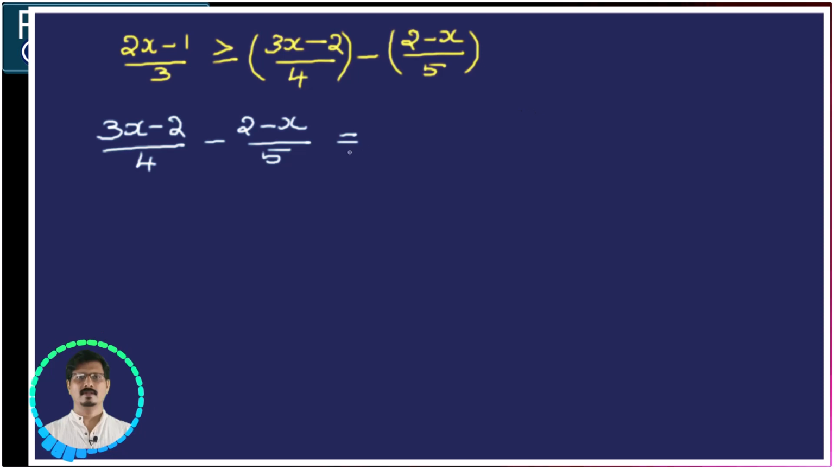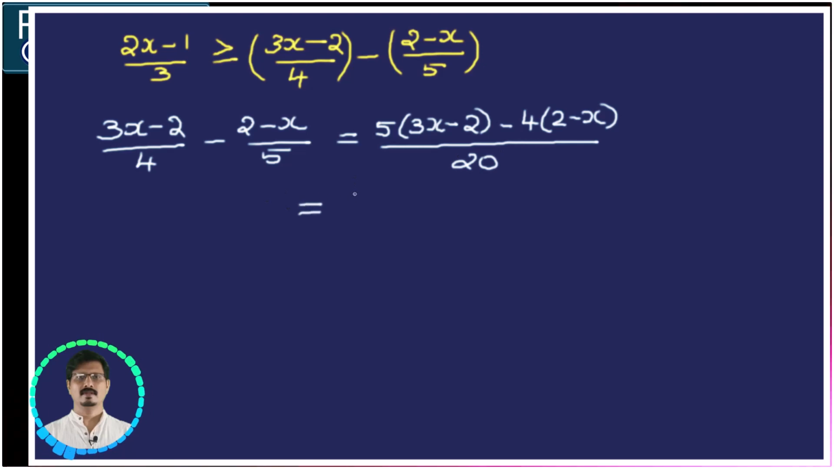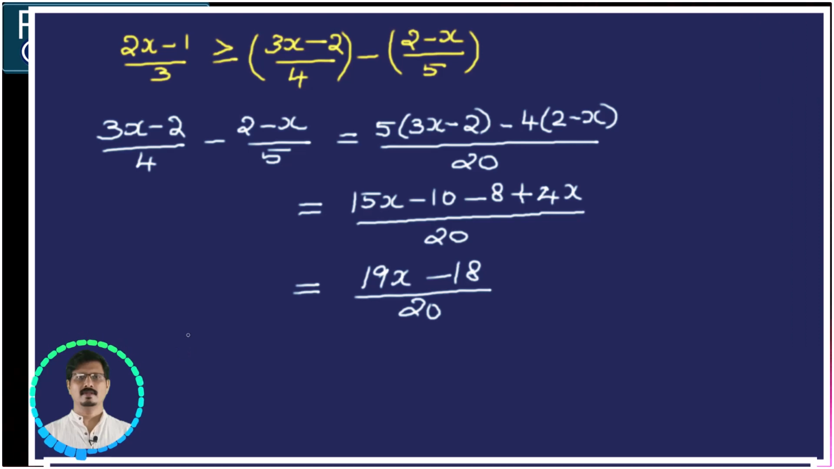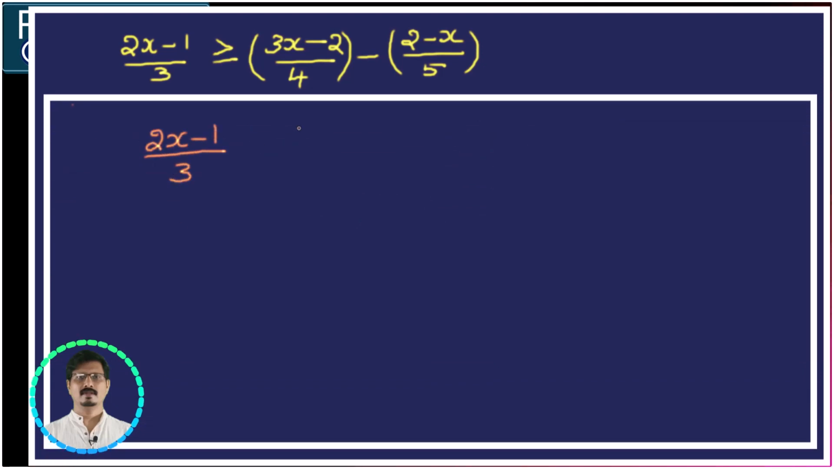We can take the cross multiplication. So the right hand side becomes 5 times (3x minus 2) minus 4 times (2 minus x) divided by 20. So that is equal to (15x minus 10 minus 8 plus 4x) divided by 20, which is equal to (19x minus 18) by 20. With this result of the right hand side, we go back to the initial inequality. Substituting the new value (19x minus 18) by 20 for the right hand side of the inequality, we get the inequality as (2x minus 1) by 3 greater than or equal to (19x minus 18) by 20.